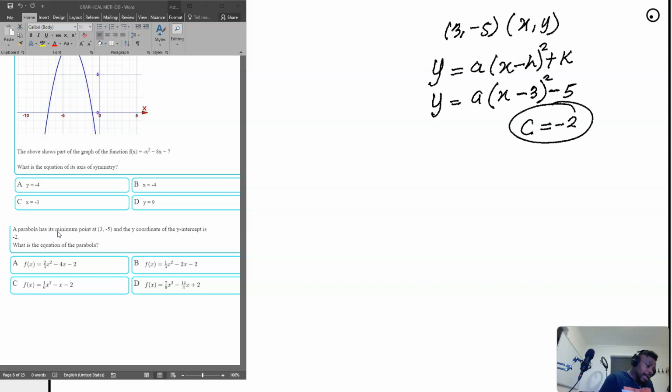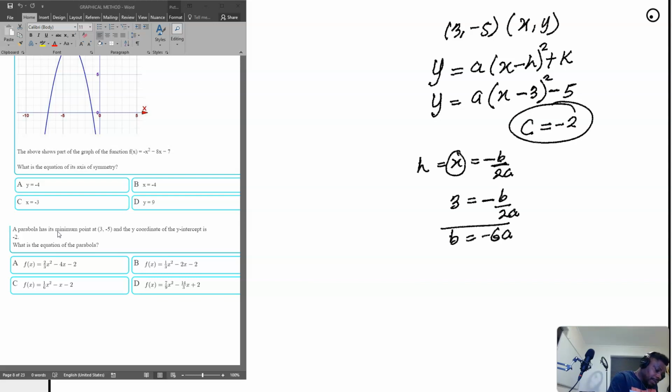What is the equation of the parabola? The first thing you need to know is that our h, which is x, is the same thing as minus b over 2a. And they've given us our x as 3. So 3 is equal to minus b over 2a. So b will be minus 6a. Let's keep this one first.